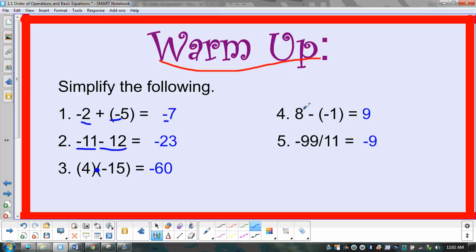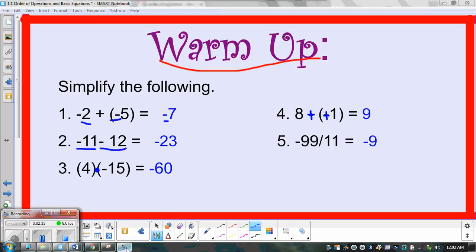Number 4 would be one of the most common mistakes I predict. 8 minus a negative 1. Anytime we have minus, that means take the opposite of. So we take the opposite of a negative 1, which means add a positive 1. 8 plus 1 is 9. And the final question was negative 99 divided by 11. The signs are different, so it is negative, and 99 divided by 11 is negative 9. Please take a moment and make any corrections that you need. When you're ready, move on to the next slide.